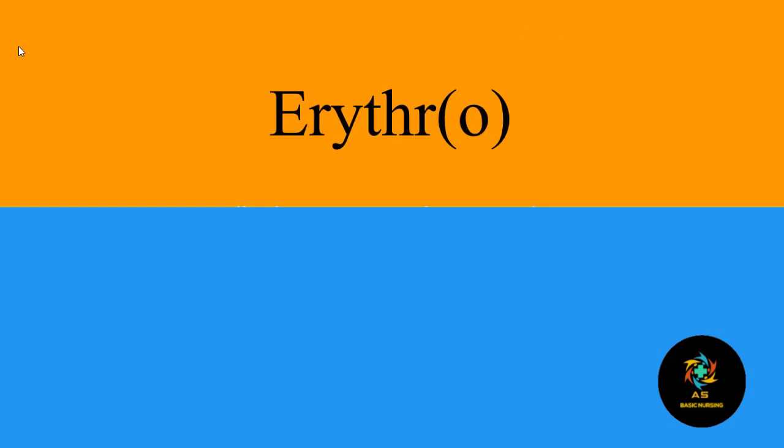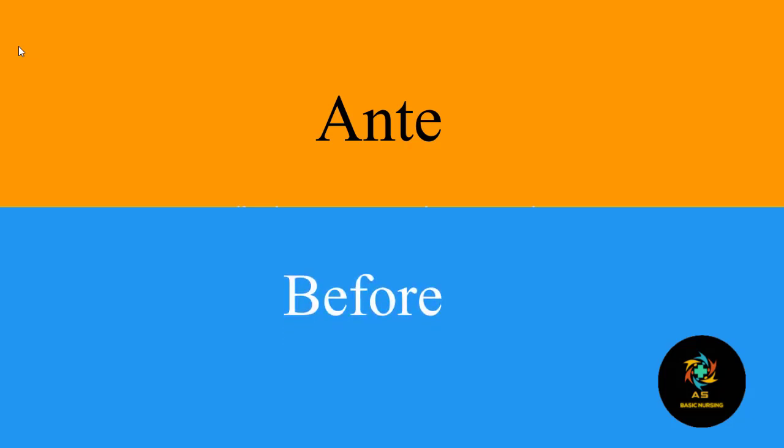Erythro is our next practical test word, meaning the color red. Example, erythrocytes, meaning red blood cells. Ante is our next word, meaning before. Example, antenatal, meaning before birth.